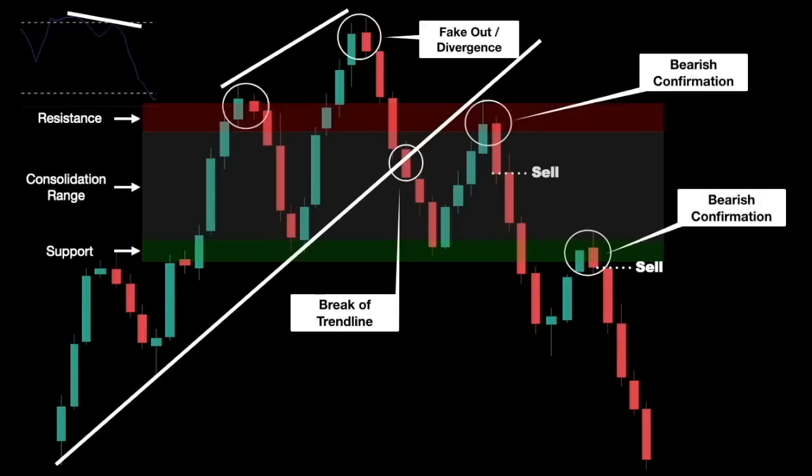Price then retests the resistance and the trend line, giving a first potential short opportunity, and then pushes down, breaking the support level. Once price breaks the support, it will then retest the zone, giving a second potential short opportunity. Price action confirmation is vital before entering any short trade. Price then starts its downtrend, moving towards lower support levels.